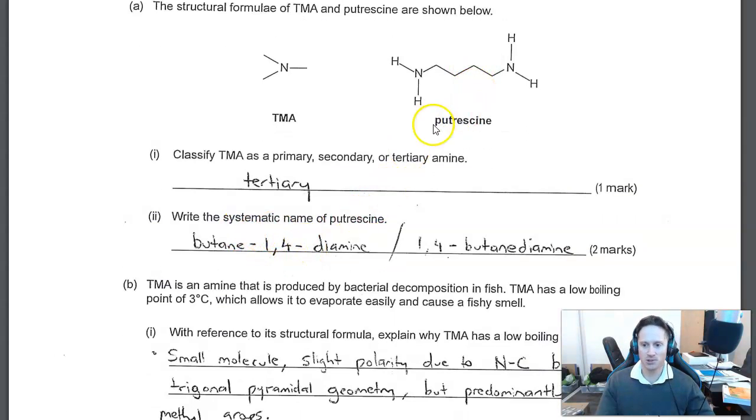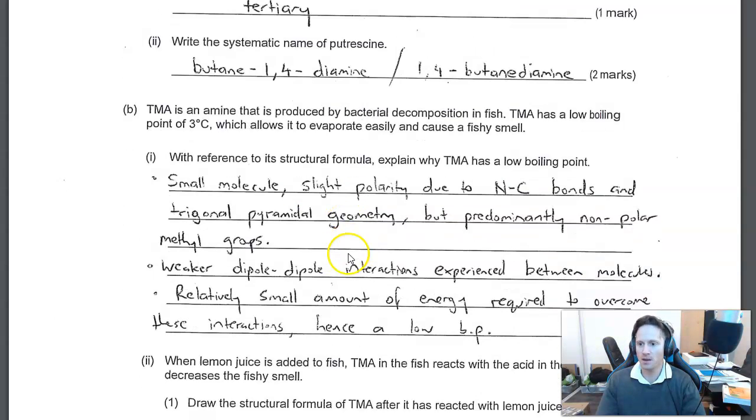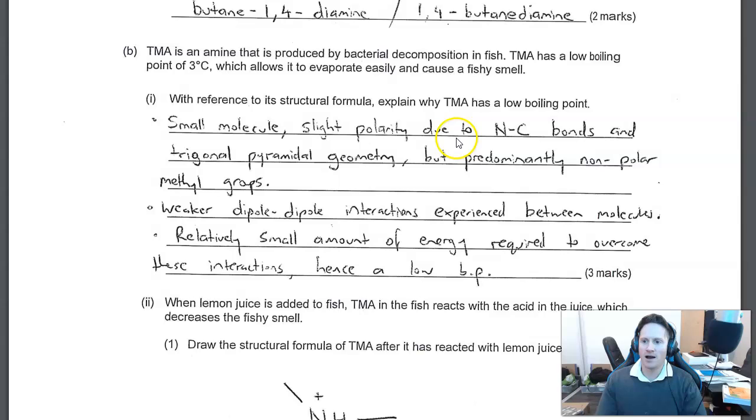The systematic name of putrescine. We've got 2 amine functional groups on either side, so it's a diamine. The hydrocarbon chain is 1, 2, 3, 4 carbons long, so that's butane. And the amine functional group is coming off of carbon number 1 and carbon number 4, so that's why it's butane-1,4-diamine. Now we're explaining why TMA has a low boiling point, 3 degrees Celsius. It evaporates easily, causing a fishy smell.